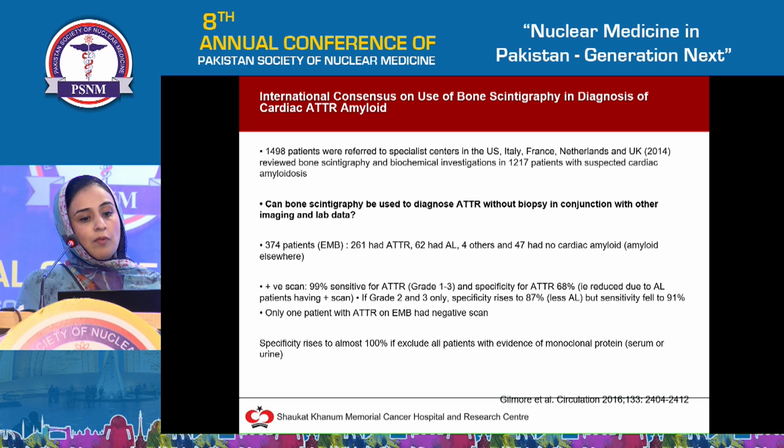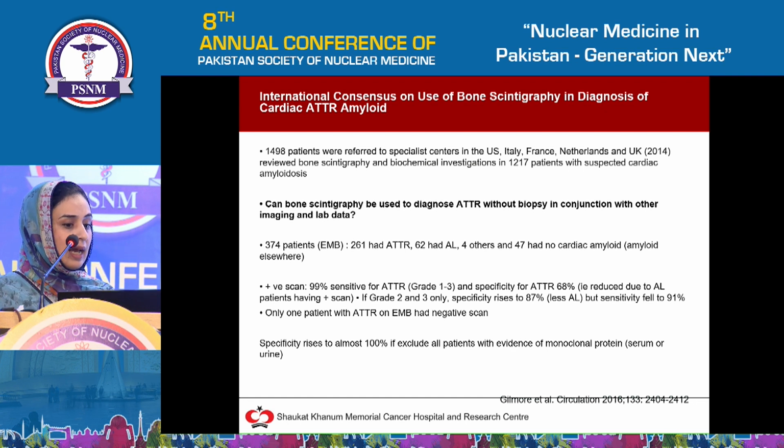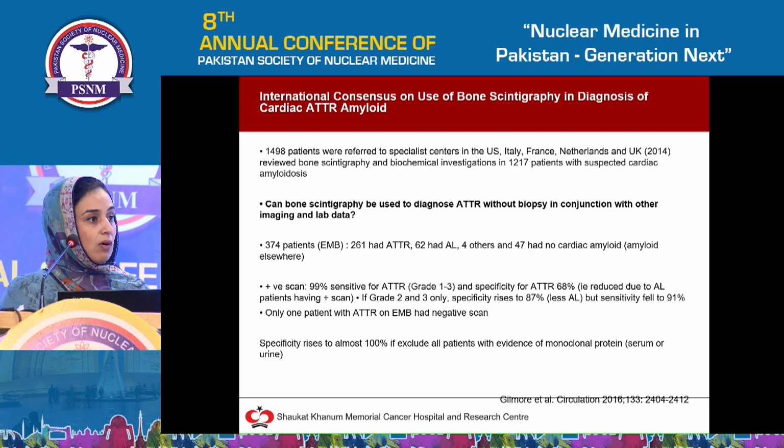They looked at 374 patients who had the endomyocardial biopsy. 261 had ATTR, 62 had AL, 4 had other types of amyloid cardiomyopathy, and 47 had no amyloid deposits on biopsy. They found 99% sensitivity for ATTR, that from grade 1 to 3, they had positive scans. But the specificity was 68%. That is mainly because AL type amyloid cardiomyopathy does also take up DPD.